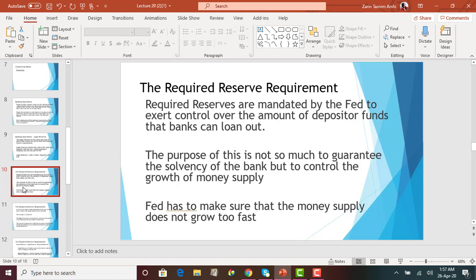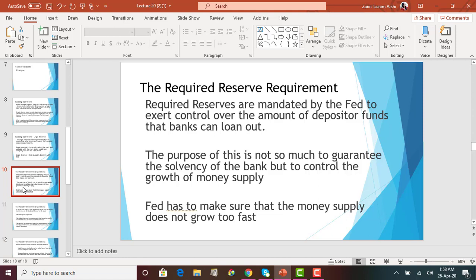So the main reason for the Fed to mandate this required reserve is to control the money supply. They want to control the growth of the money supply. It's not so much to make sure that the bank stays solvent and does not go bankrupt. That's not the main reason. The main reason is to control the growth of the money supply. Because one of the main responsibilities of the Fed, if you remember from last lecture, is to make sure that the money supply does not grow too fast. If money supply grows too fast, that's inflation. People will not be able to afford goods and services, which is not good, right?